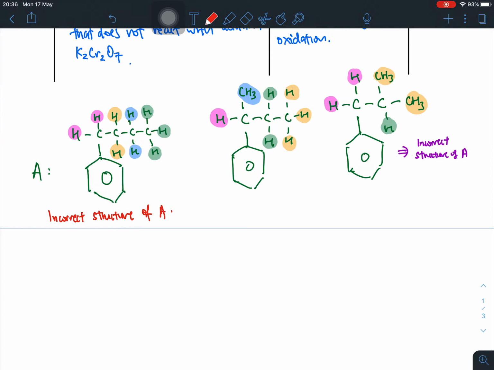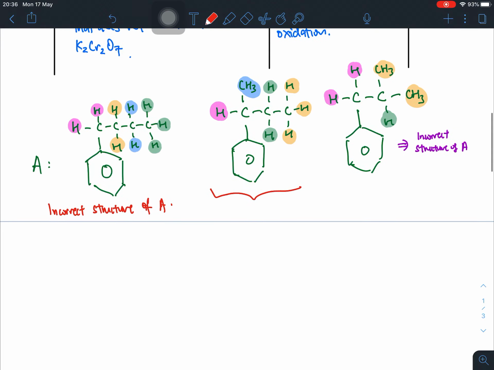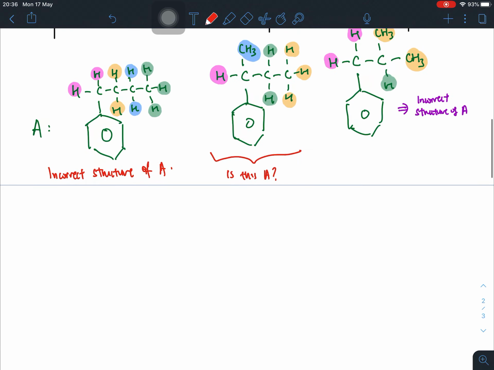So let's try the alternative, which is, out of the three that we have looked at, able to form 4 different monobromo compounds. We still have this structure over here that we can work with. Okay, so the question is, is this compound A? So let's go through the different steps again.